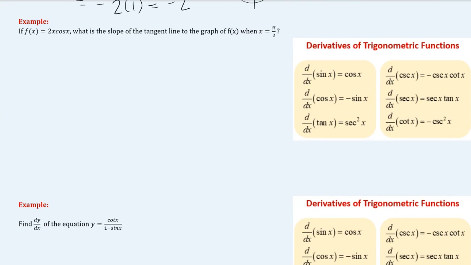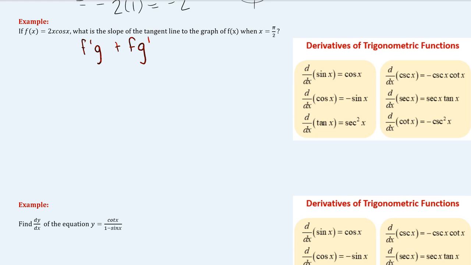So our next problem says f of x equals 2x times cosine of x. And we want to know what is the slope of the tangent line to the graph. So the first thing we need to do is find the derivative. Well, here we have two things that are being multiplied, so we need to apply the product rule. If you remember, the product rule is f prime of g plus f times g prime.